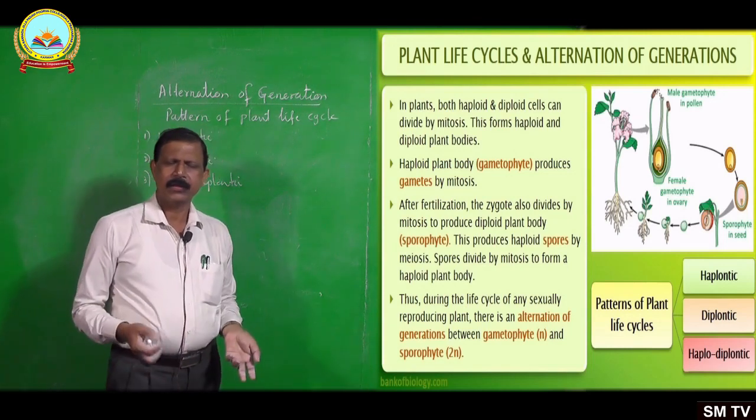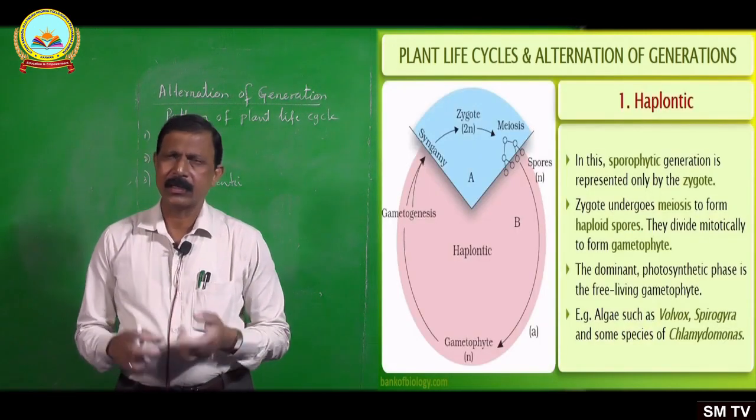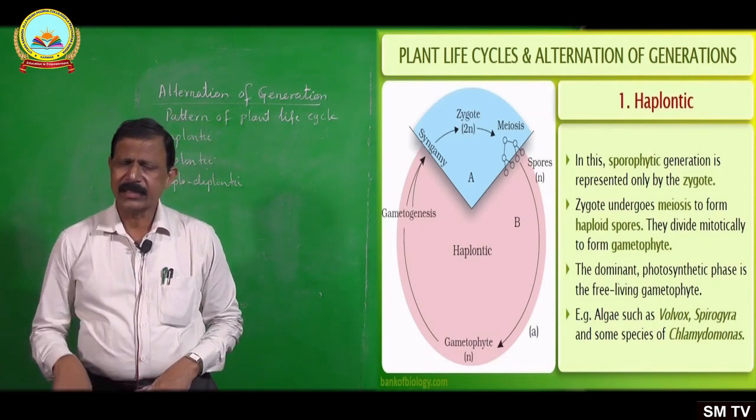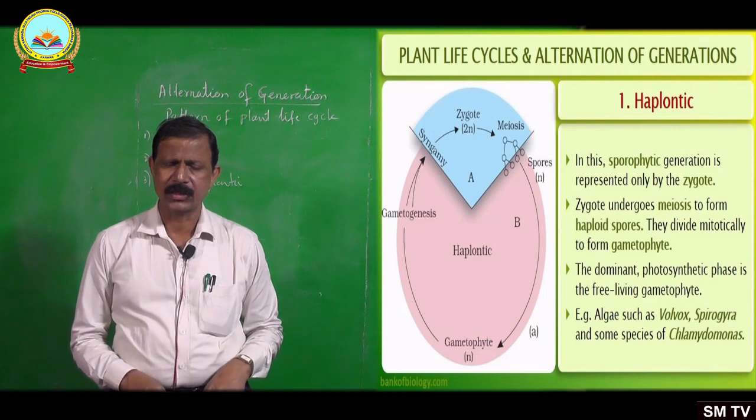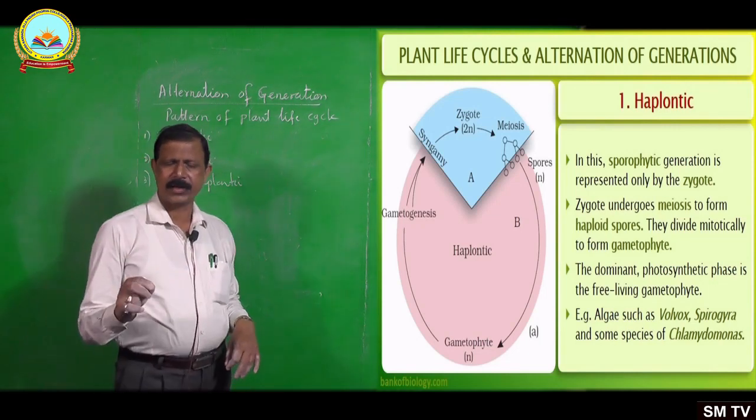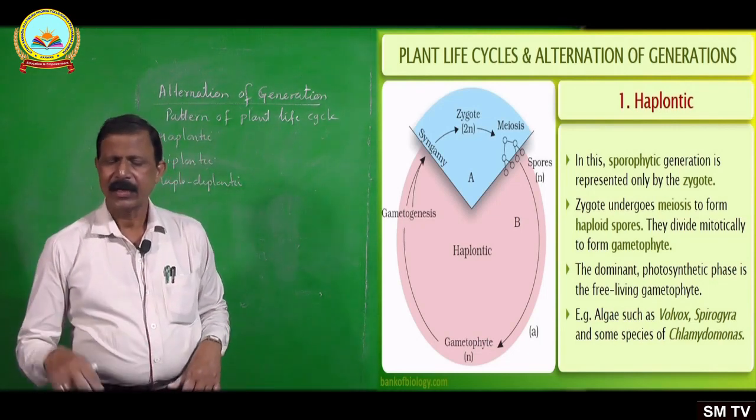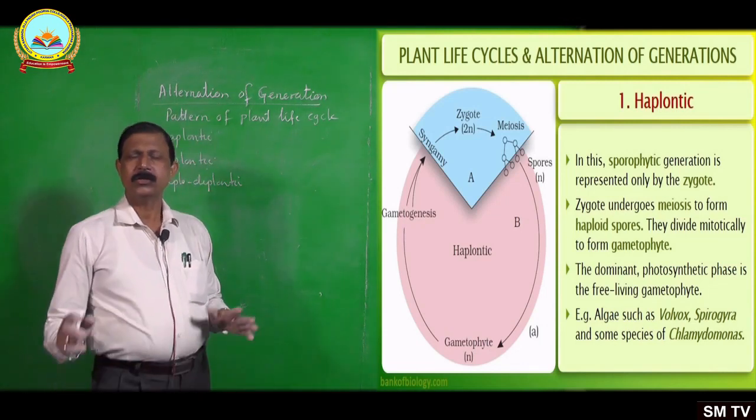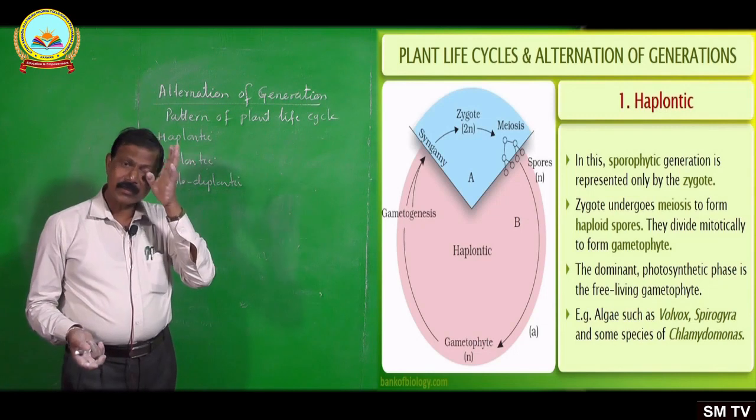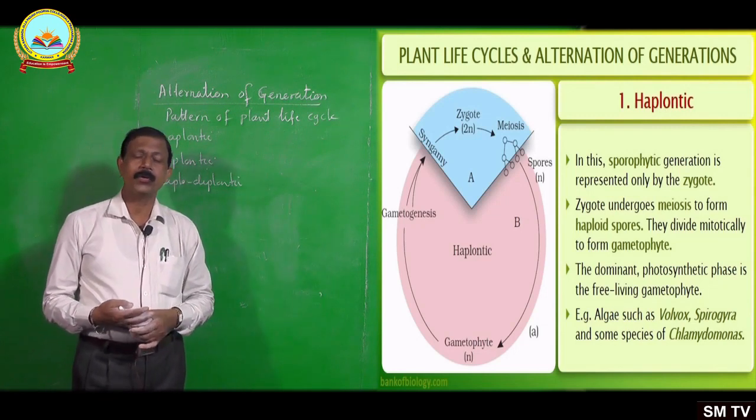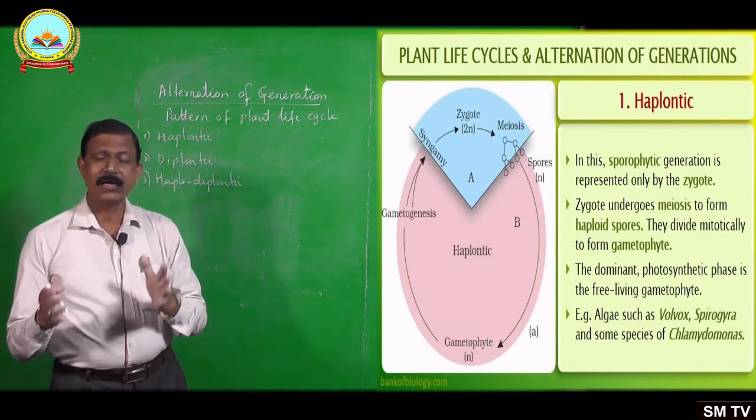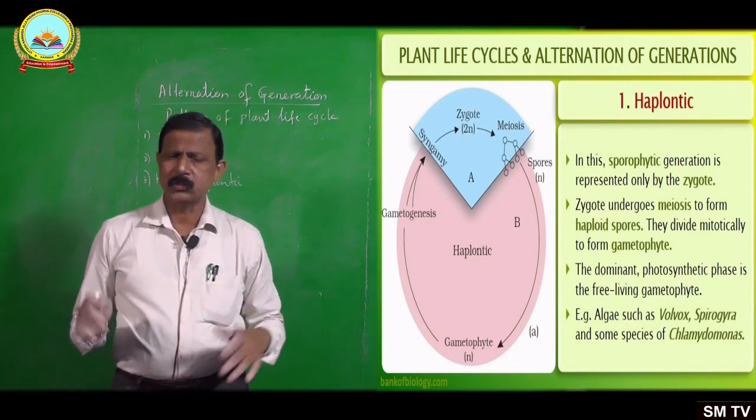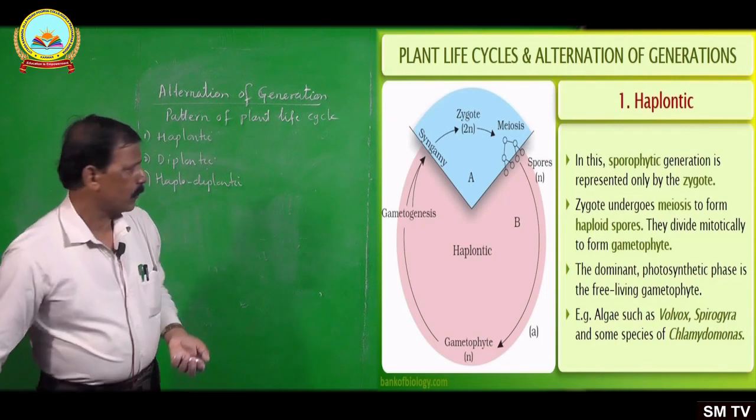In the life cycle of any sexually reproducing plant, there is an alternation of generations between the gametophyte, which is haploid (N), and the sporophyte, which is diploid. That process is called the alternation of generation. Now let me explain them one by one.